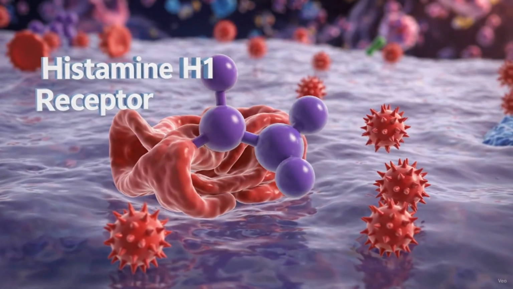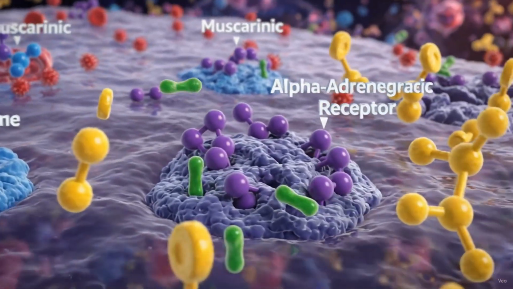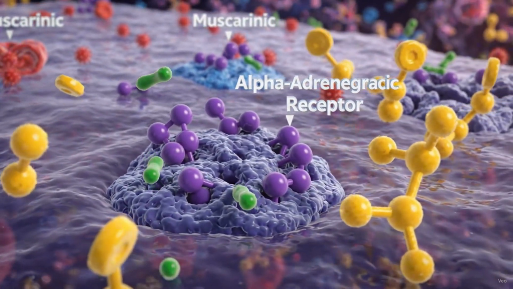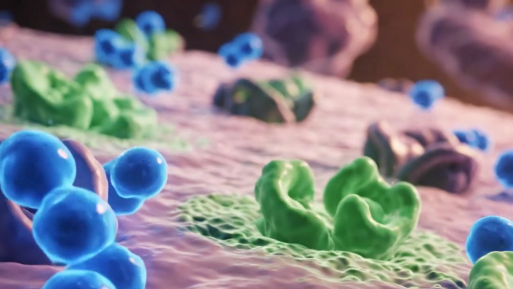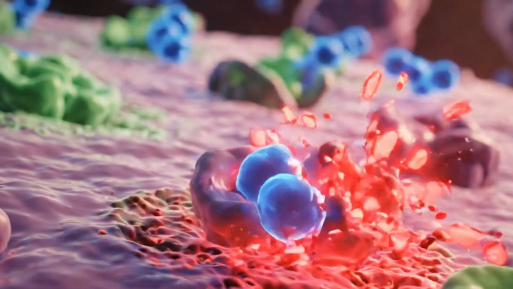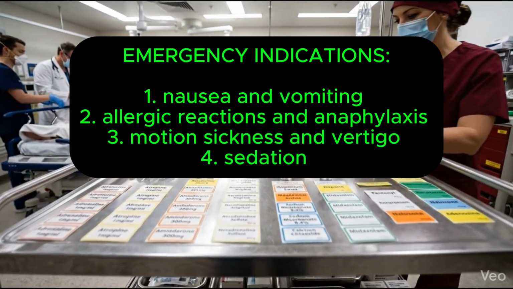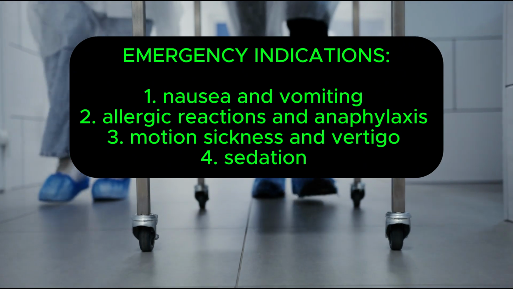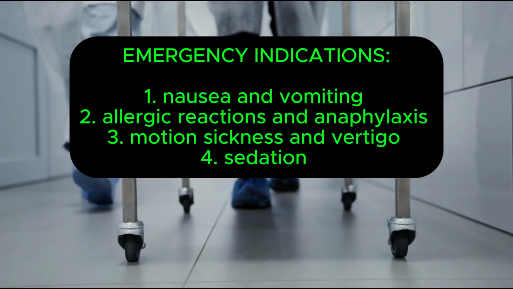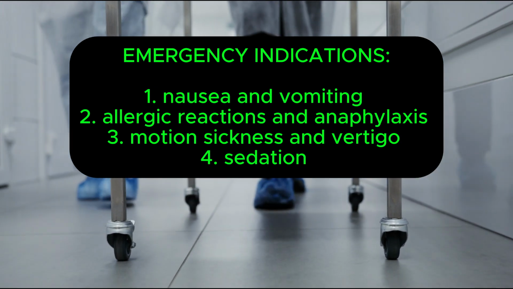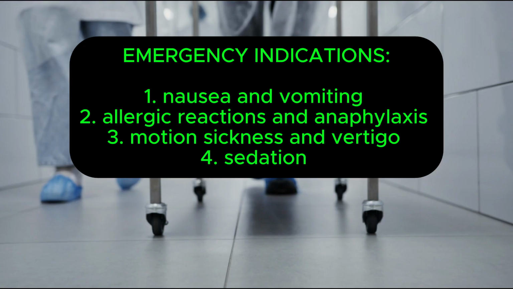It works by blocking histamine H1 receptors, reducing allergic responses, and also blocks muscarinic receptors, dopamine receptors, and has alpha-adrenergic activity. This broad receptor activity explains both its usefulness and its side effects. Emergency indications: nausea and vomiting, particularly in the emergency department, postoperatively, and during opioid treatment. Second, allergic reactions and anaphylaxis, as an adjunct after adrenaline and corticosteroids.